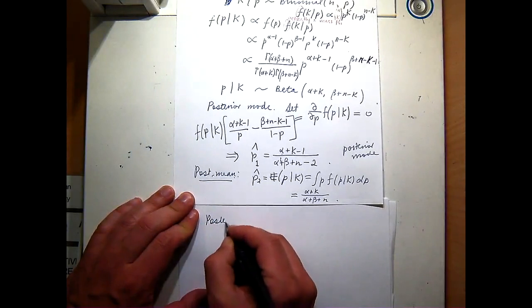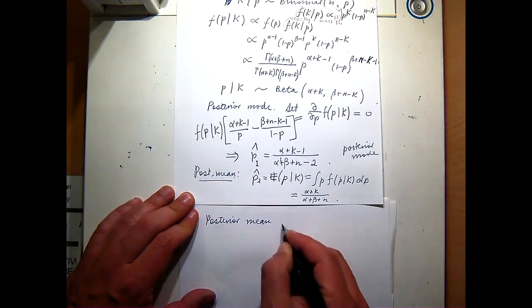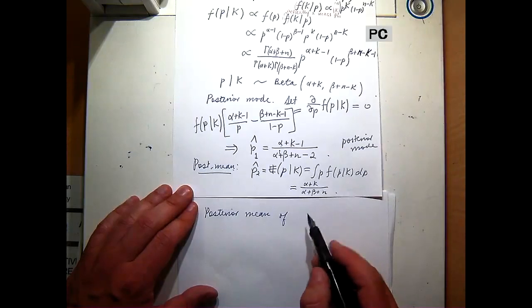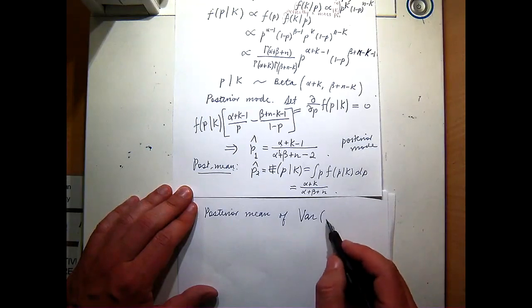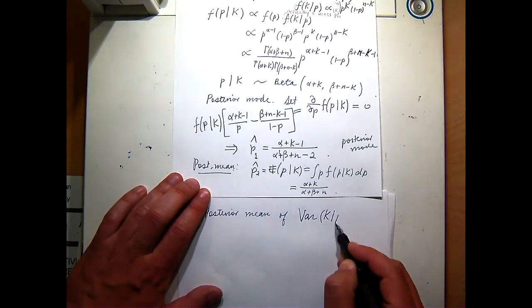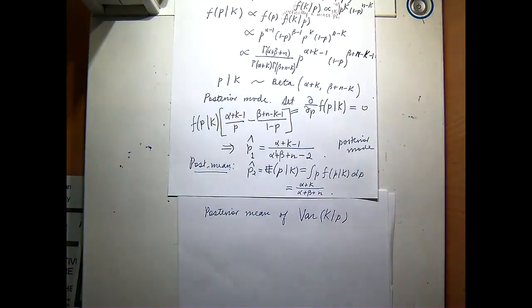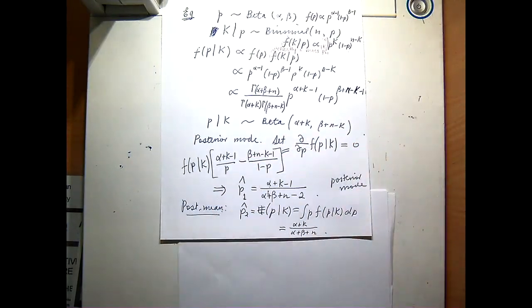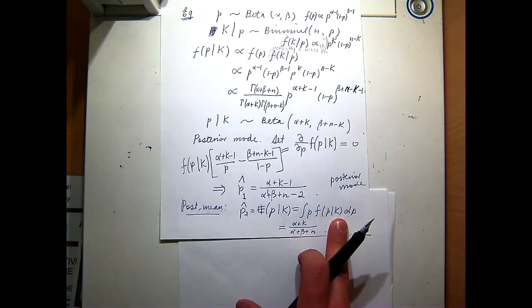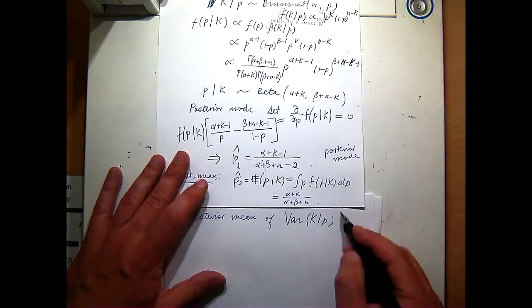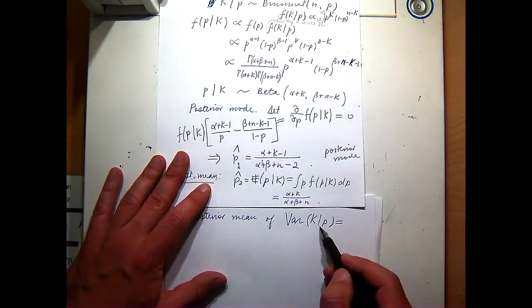We can also do a posterior mean of a function. So let's do a particular function you might want to do. What is the posterior mean of the variance of k given p? This seems like a strange thing to do. But you might think, I've got a k with an unknown distribution, and I want to estimate its variance. Well, its variance depends on the distribution. So one way to estimate its variance is to take the conditional expectation of its variance conditioned on the parameter that you saw.